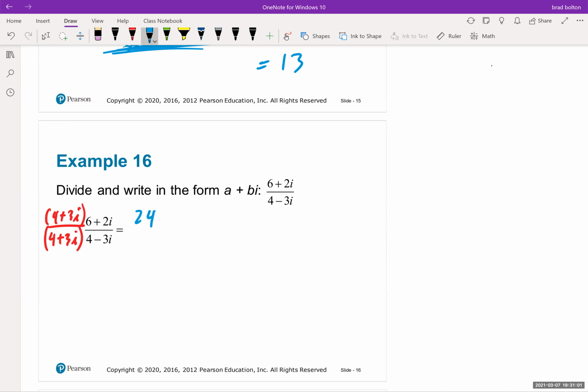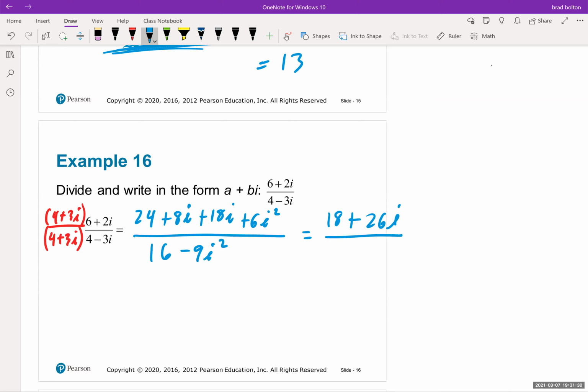So the numerator is going to be kind of terrible, to be honest with you. We're going to get 24 plus 8i plus 18i plus 6i squared, all divided by, now the denominator will clean up real nice. So that's 16 minus 9i squared. So now let's simplify our i squares, turn them into negative ones. So that will become negative 6. So that will become 18 plus 26i divided by, now that's actually 25, right?